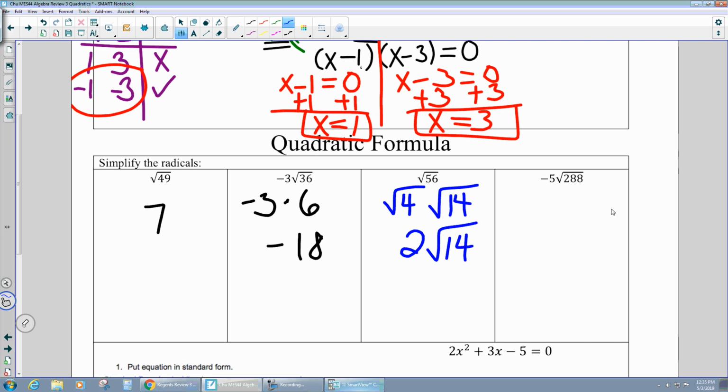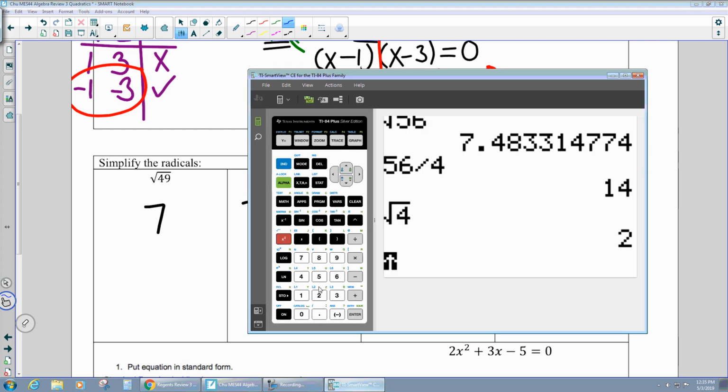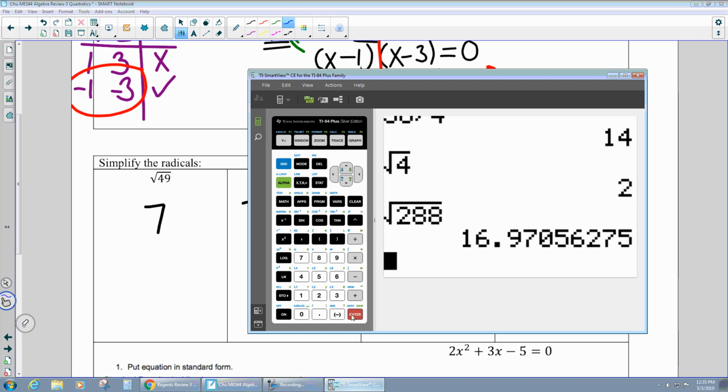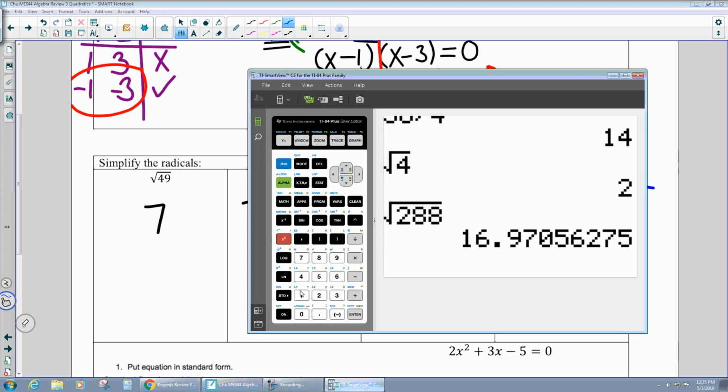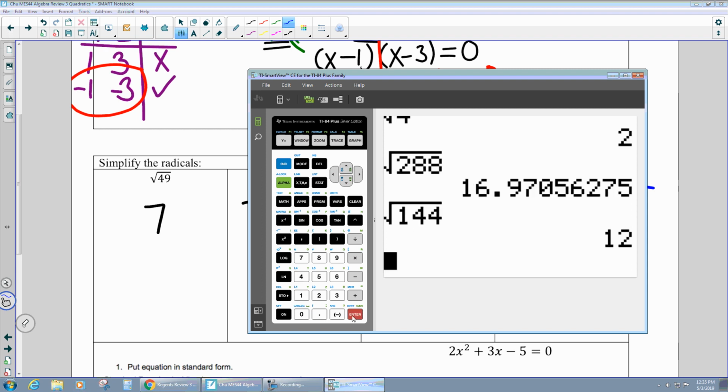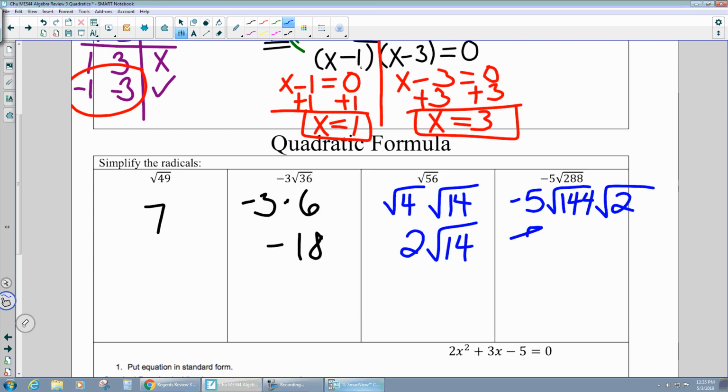Okay, next, negative 5 times the square root of 288. So let's first try to put the square root of 288 into our calculator. Doesn't work, so let's break it up. Perfect square that goes into 288, I know it's 144, and 144 times 2 gives you 288. So now I can take the square root of 144, and I get that that's going to be 12. So this is negative 5 times 12, square root of 2. Negative 5 times 12 gives you negative 60, so that's negative 60 square root of 2.